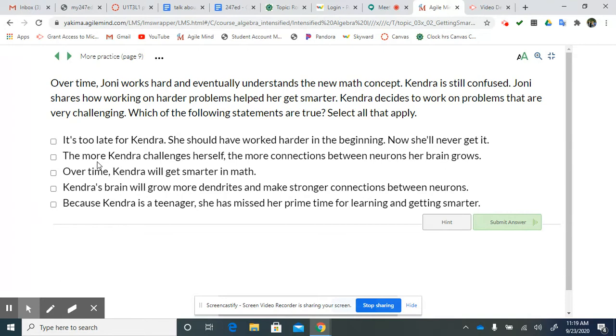How about the third one? Over time, Kendra will get smarter in math. Yes. Kendra's brain will grow more dendrites and make stronger connections between neurons. Yep.